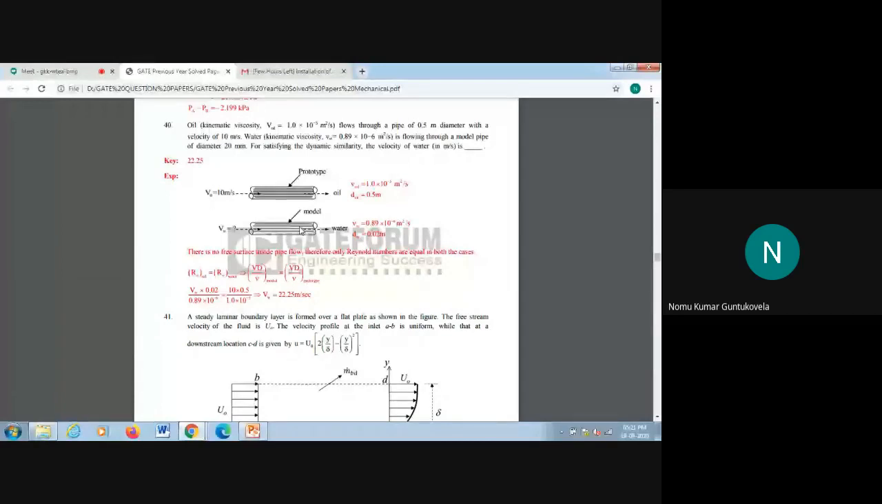Okay. That is, here we have the model of oil equals the model of water, which is nothing but Reynolds number. So the Reynolds number of oil equals the Reynolds number of water, which is velocity into diameter over the kinematic viscosity of the prototype.